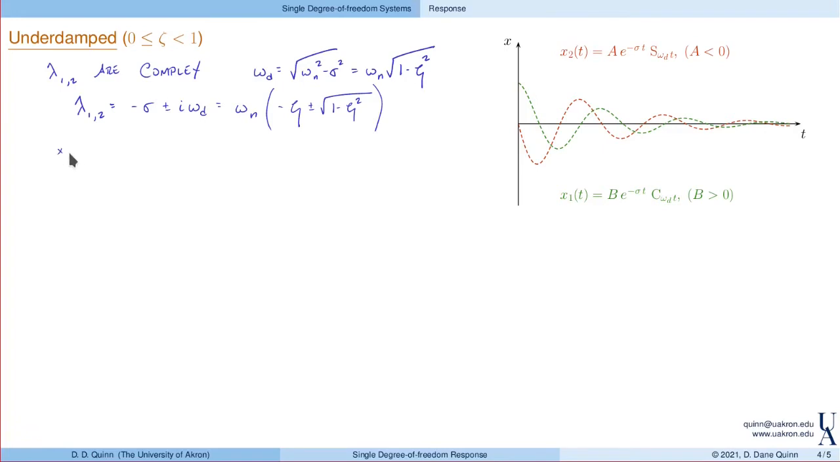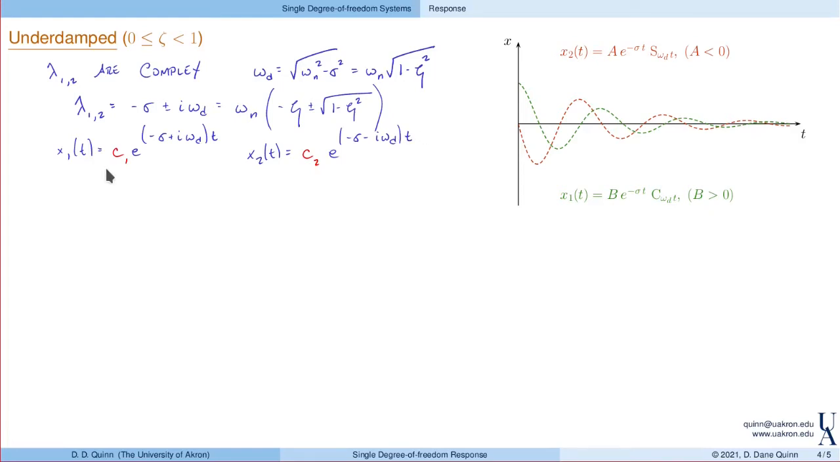Our two solutions reduce to x1 as c1, and again, this is an arbitrary constant, e to the minus sigma plus i omega d, and x2 as an arbitrary constant. We'll call that C2, e to the minus sigma minus i omega d times t.